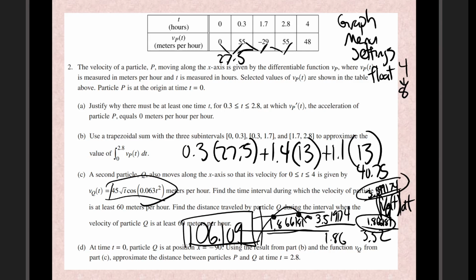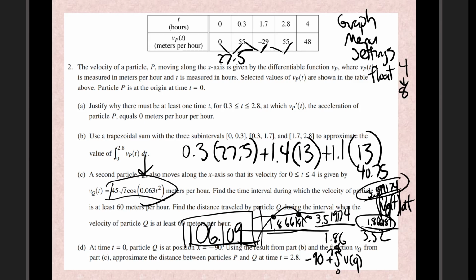All right. Then we're staying in Q land. So at time t equals 0, particle Q has a position of negative 90. We're using the results from part B and the function from part C, so this VQ thing, to approximate the distance between the particles P and Q at t equals 2.8. So all we do for this is negative 90 is the start position, and we integrate from 0 to 2.8 of our VQ. That gives us the position of Q.